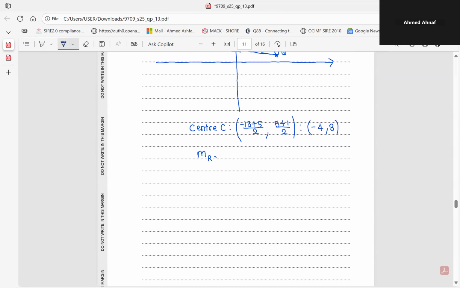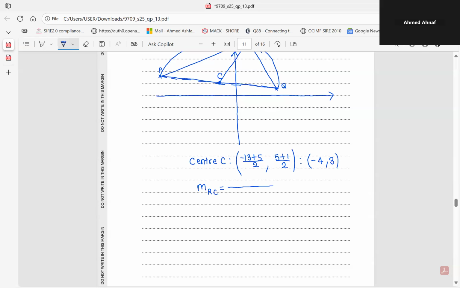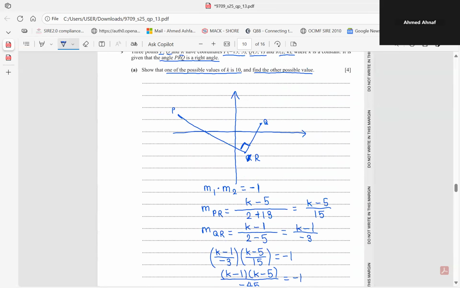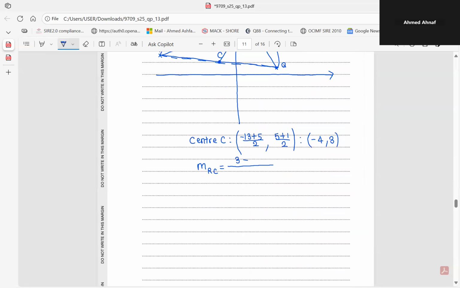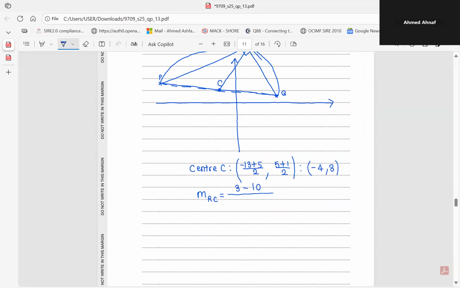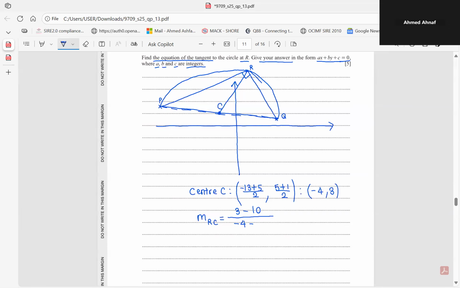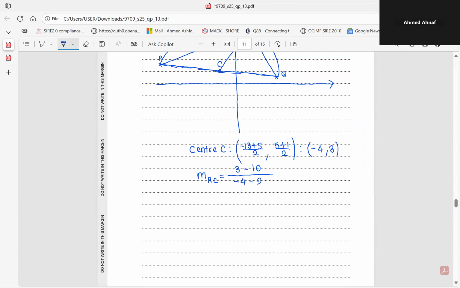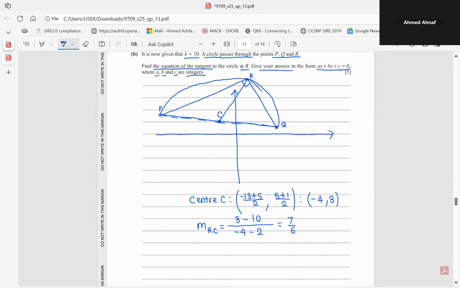So the gradient of RC would just be the y coordinate of C minus the y coordinate of R, which is 10, over the x coordinate of C minus the x coordinate of R, which is 2. So putting all this together, you get 7 over 6. So this is the gradient of the line RC.